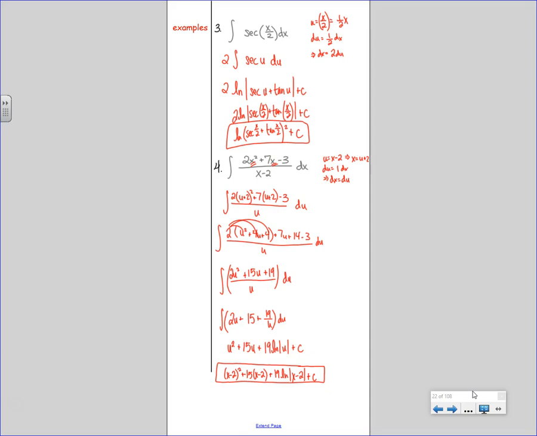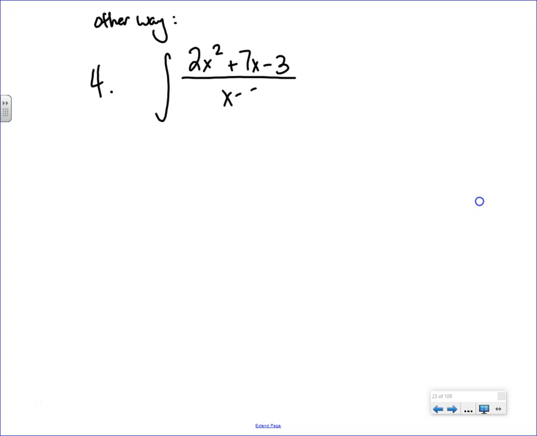Can I show you an alternate way of doing number 4? Okay, you guys have the problem, right? I need you to restate it for me in just a second. Let me get a blank page in here. What if we had the other way of solving number 4? Okay, it's 2x squared plus 7x minus 3 over x minus 2.